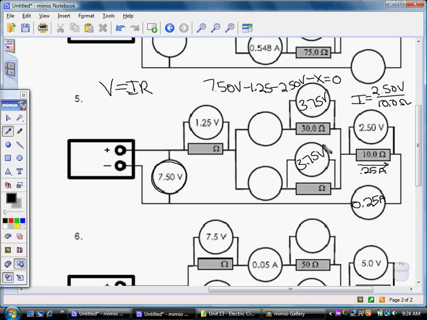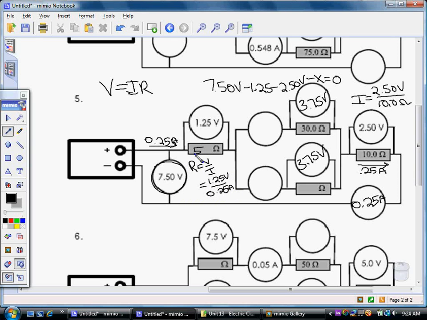I know this current here at the end, which means I also know this current here. Whatever returns to the power supply also originates at the power supply. So if I want to find this resistance here at the beginning, R equals V over I, which is going to be equal to 1.25 volts over 0.25 amps. And that leaves me with 5 ohms there.